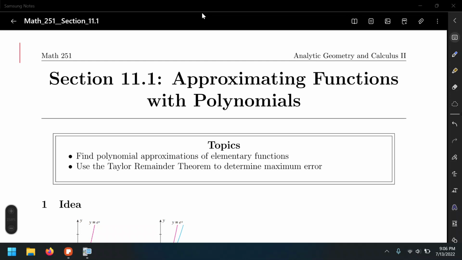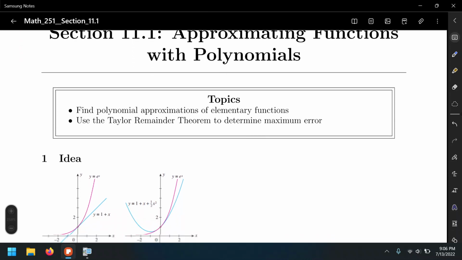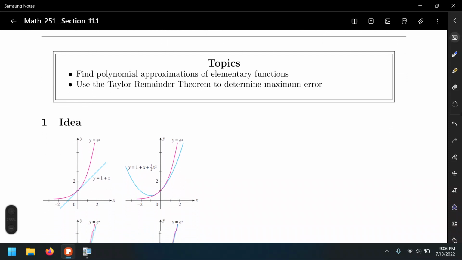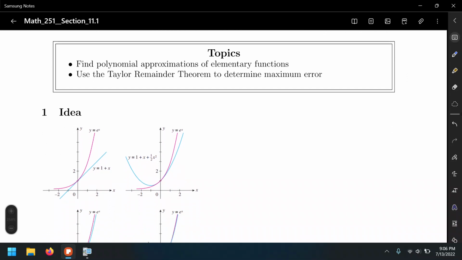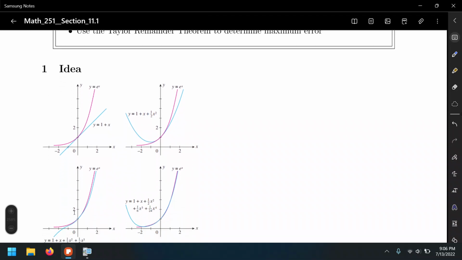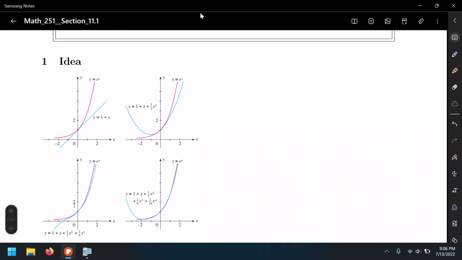Section 11.1, Approximating Functions with Polynomials, mostly known as Taylor and Maclaurin Polynomials. Well, first of all, what we're going to do in this section, in the new chapter, is find polynomial approximations of elementary functions. And then we're going to use the Taylor remainder theorem to determine the maximum error in the approximation. But we're going to leave this topic to the very end of this chapter. Alright, so what's the basic idea about this polynomial approximation?